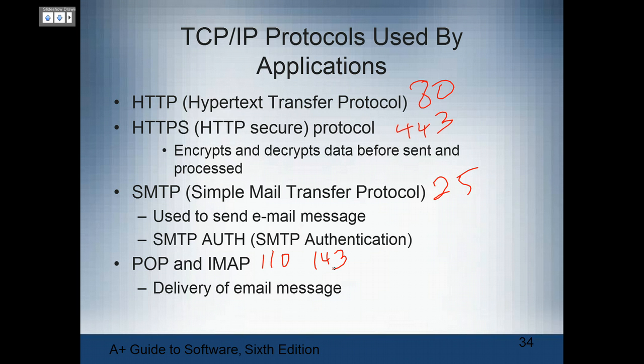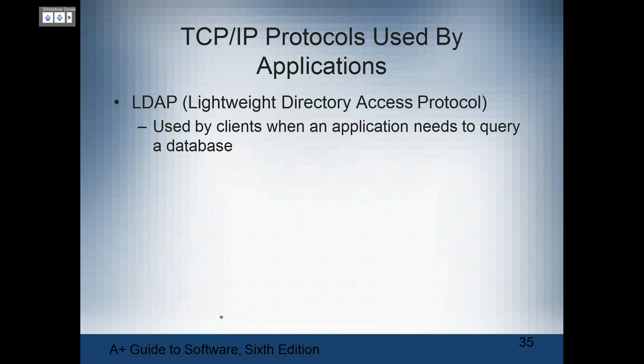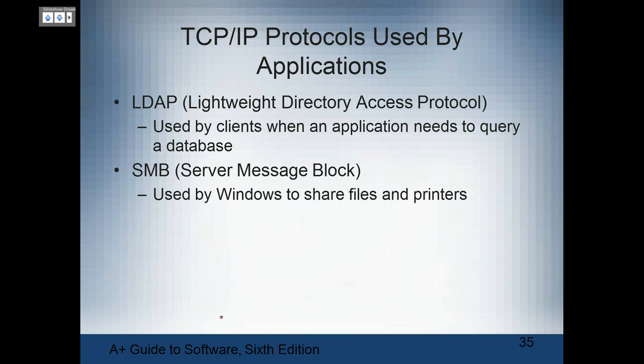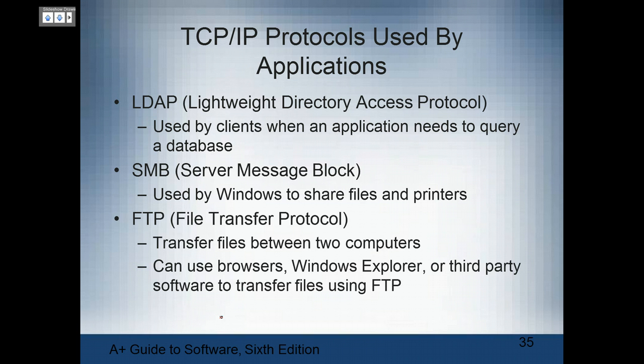DNS 53. Is DNS up there? No. We'll get there. Telnet, 23. By the way, that one's blocked by Cox too. LDAP, 389. 3389 is remote desktop. SMB, that's one of the really low ones. I don't remember it either. FTP is 20 and 21. FTP uses two ports. It uses 21 to establish a connection and then port 20 for the data connection.